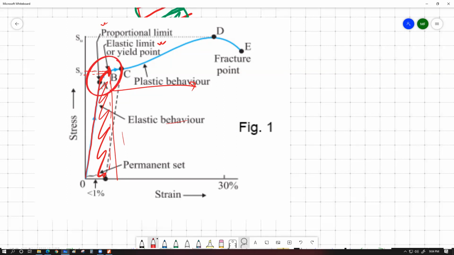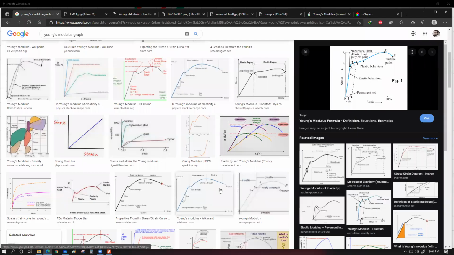Do you understand properly the difference between limit of proportionality and elastic limit? Does it make sense so far? Yes, sir. Yes, sir.